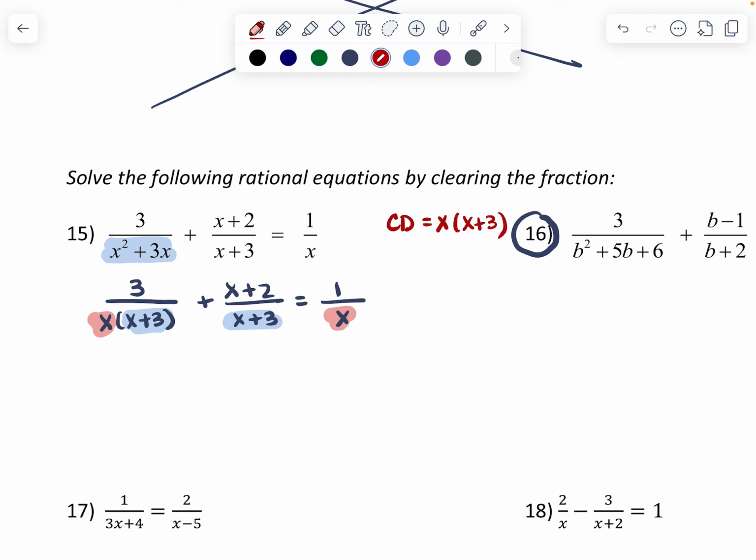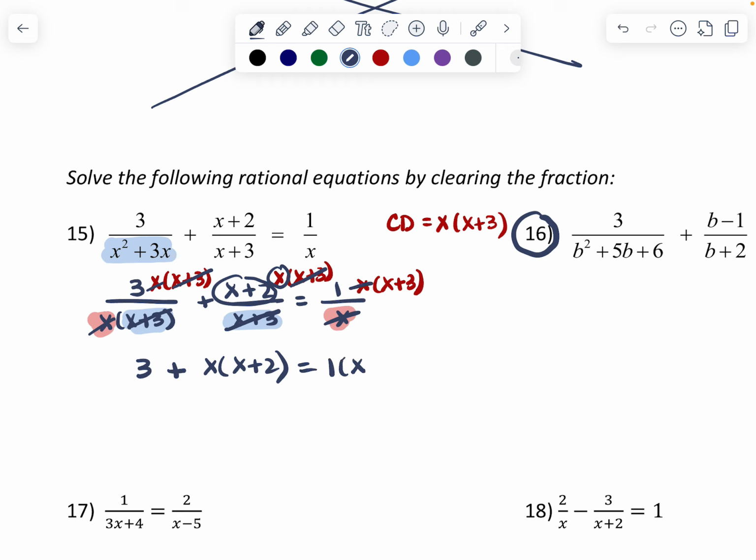So what I'm now going to do is multiply everything by that common denominator because it's going to cancel them all out, which will be really nice. Okay, so check out what's left over. Okay, the x cancels with the x. The x plus 3 cancels with the x plus 3, leaving me with a 3. I love that, okay? The x plus 3 cancels, leaving me with an x times all of this, which is x plus 2. Notice how I'm taking the time to write it out so I don't make mistakes. And then this cancels, leaving me with 1 times x plus 3.